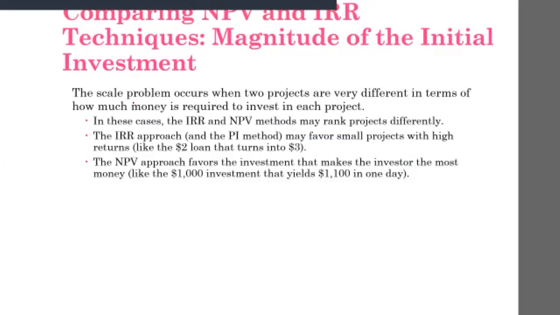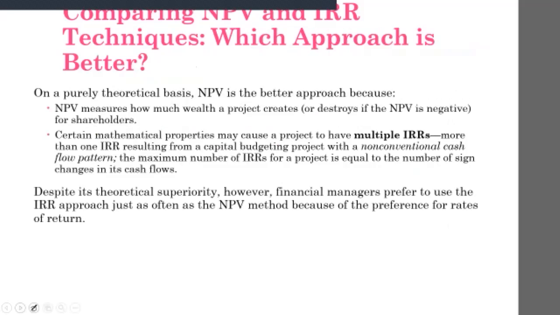Now the scale comparing the NPV and IRR. The scale problem occurs when two projects are very different in terms of how much money is required to invest in each project. In these cases, the IRR and NPV methods may rank projects differently. The IRR approach may favor small projects with high returns. The NPV approach favors the investment that makes the most money. So you can decide which one to use, right? So none is really wrong, or none is really better, right?